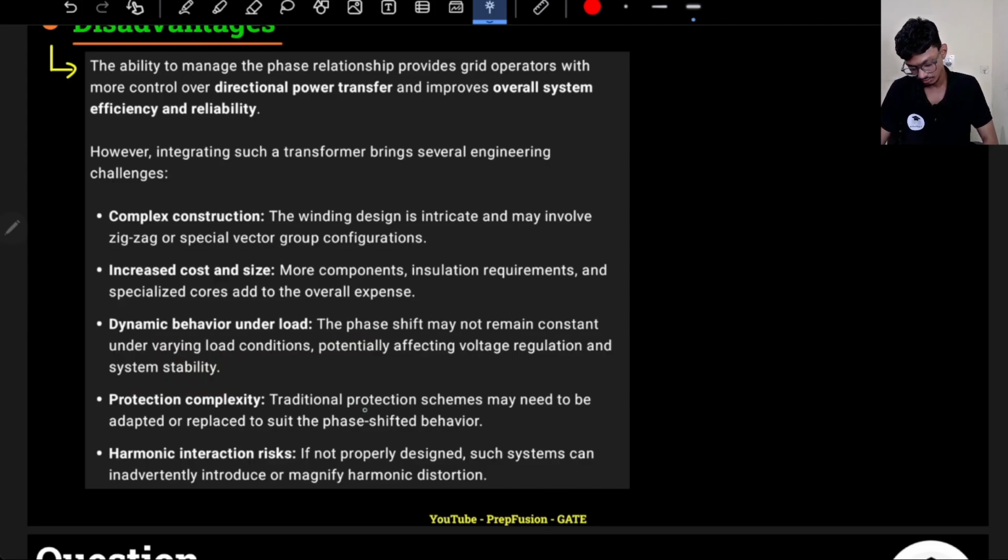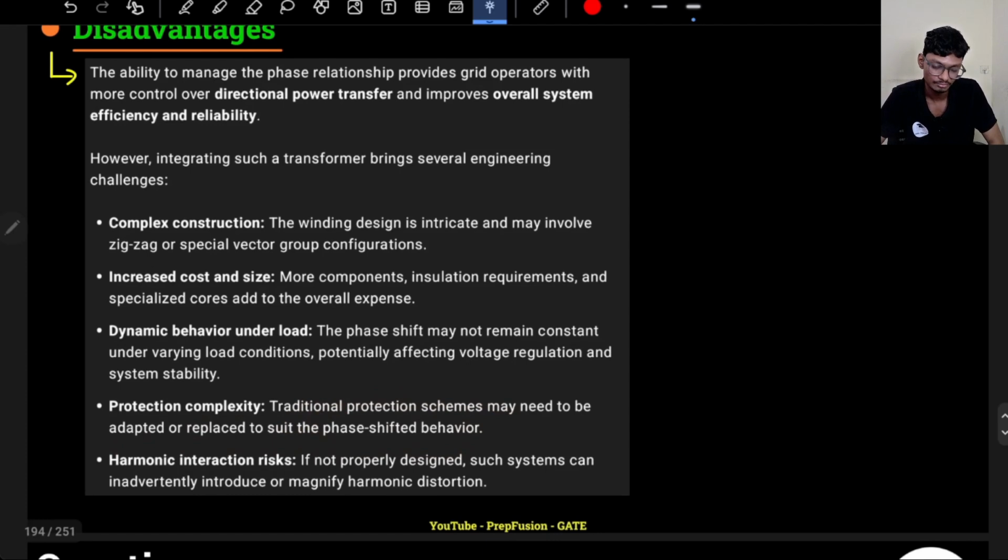Okay, so that is what I just explained. Protection complexity. Traditional protection schemes may need to be adapted or replaced to suit the phase shift behavior. So we will not be able to protect it basically. Additional protection mechanisms are needed, which will obviously cost more. Okay, harmonic interaction risk.